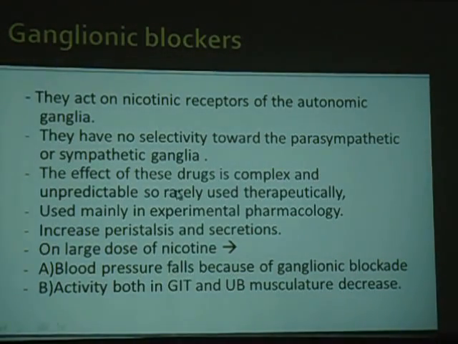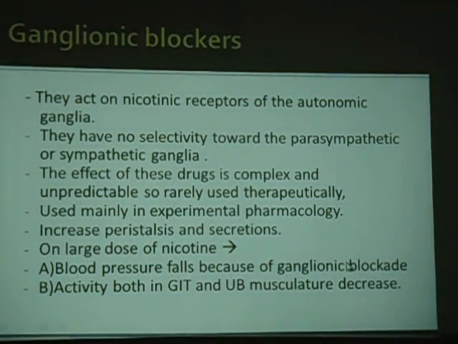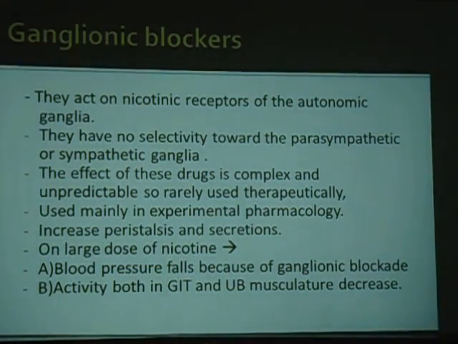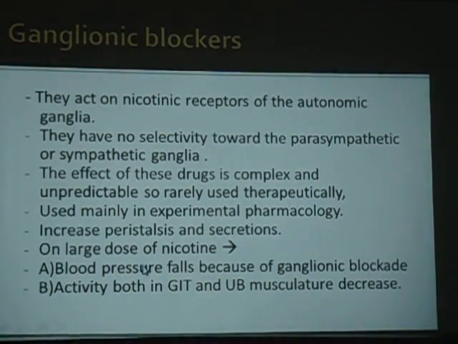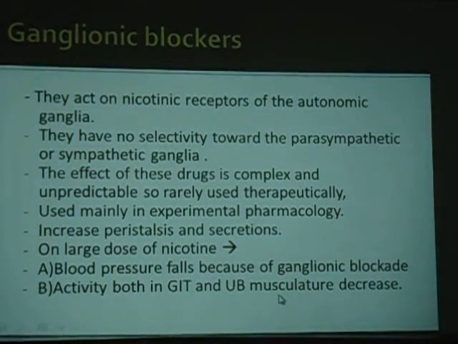They increase the peristalsis and secretions. On large dose of nicotine, what can happen? Blood pressure falls because of the ganglionic blockade. Okay, we saw that acetylcholine, when muscarinic action is blocked, it was increasing the blood pressure. Here, on large doses of nicotine, because of excessive nicotinic action, there can be fall in the blood pressure. So activity both in GIT and urinary bladder musculature will decrease at higher doses.